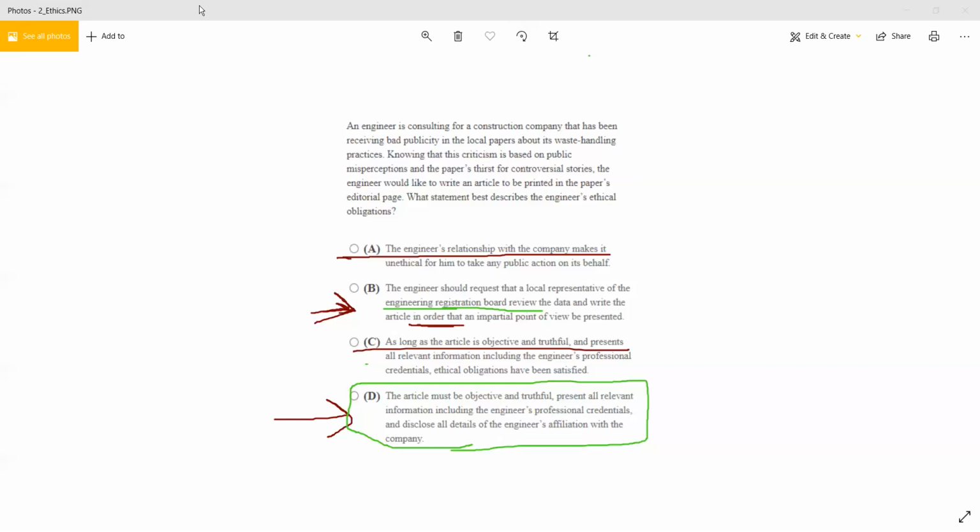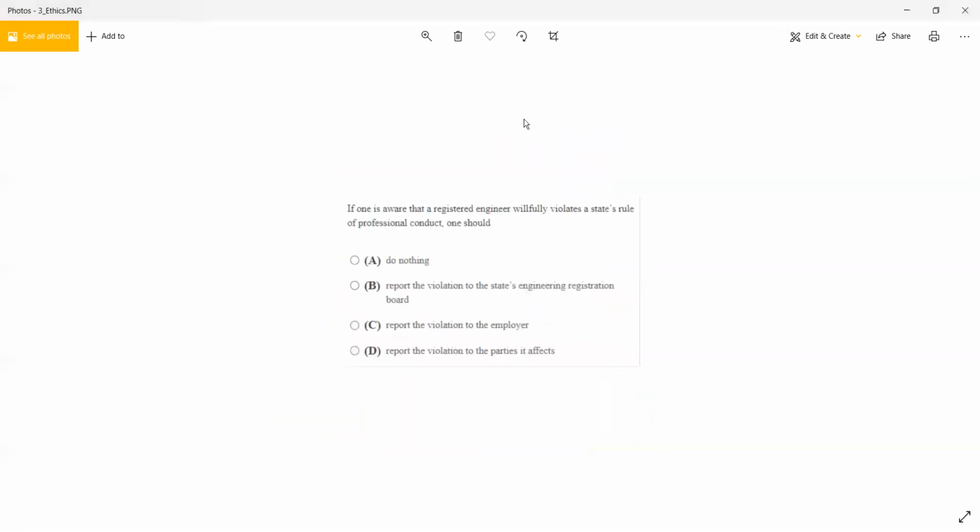Oh boy, getting ethical, huh? Yep. I don't have as many of these as I have the other one because they're kind of repetitive fast.